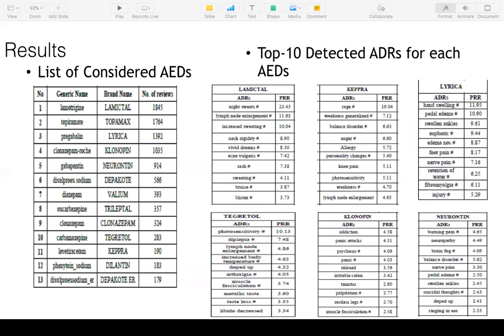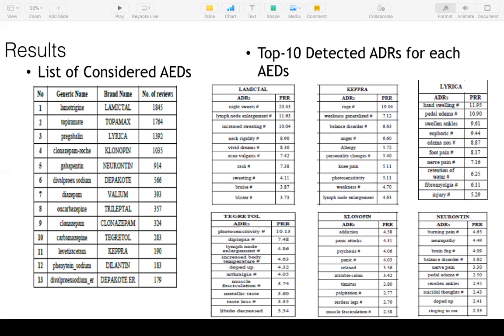In this slide, you can see the list of reviews that we scraped from askapatient.com. On the left side, we have around 13 drugs, and the number of reviews ranges from 1,845 reviews to 179 reviews. On the right side, you can see the top 10 detected ADRs for each antiepileptic drug.